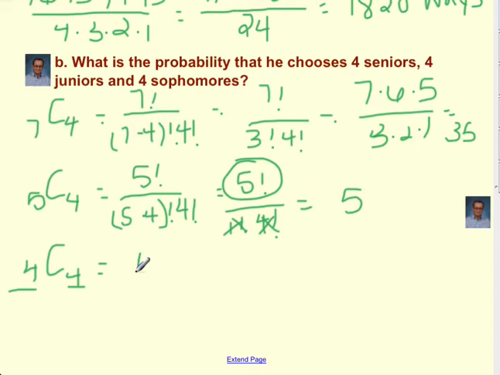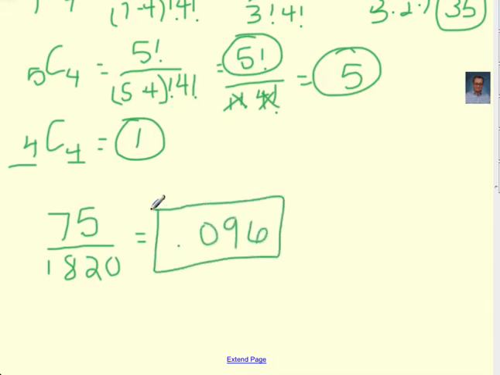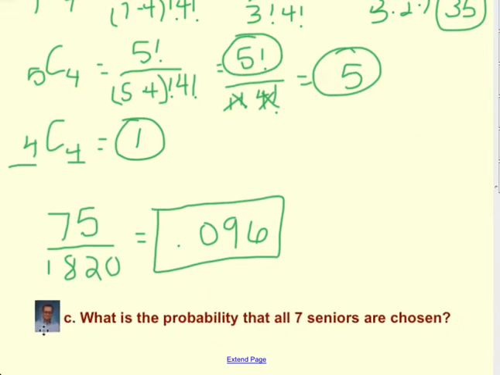So now we need to figure out our successes. To figure out our successes, we need to multiply this total times this total times this total. So 35 times 5 times 1. And that's going to give us 175. So our success is 175. And then we're going to take and divide that by our total, which is 1,820. So 175 divided by 1,820 is 0.096. So there's a 9.6% chance that we get that exact combination.